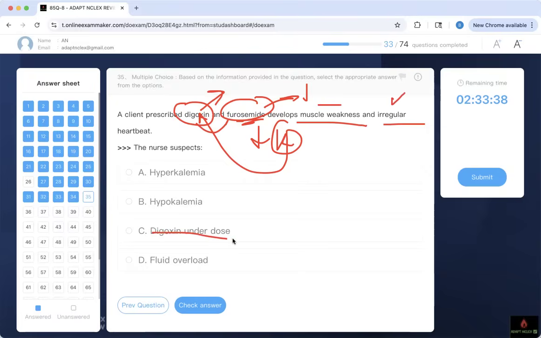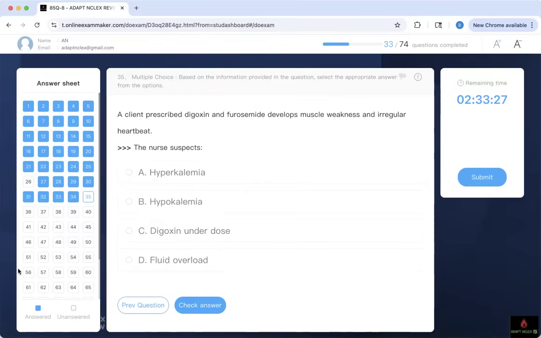It's not because we are under prescribing the dose. It's not because I'm fluid overloaded. That would show crackles or pink frothy sputum. These two, look at it. They're saying something different. Test taking strategy: hyperkalemia, hypokalemia.